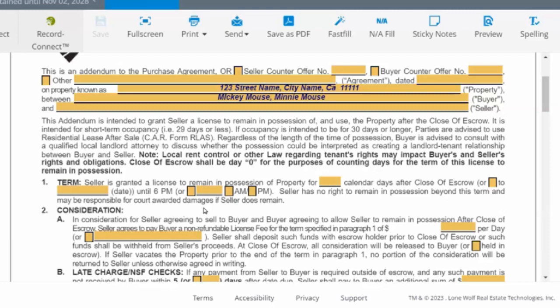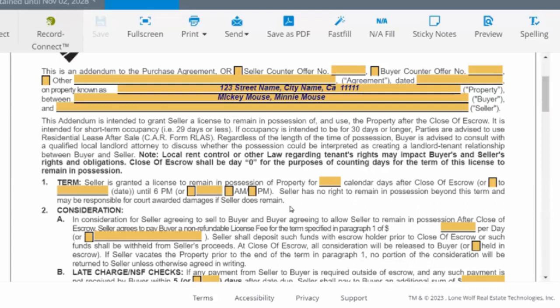my buyer or even the seller knows that they have that entire day and you'll just get it the next day, right? And that way, if they're a little bit late getting out, they're getting out at 2 a.m. and our client probably doesn't care about 2 a.m. But if it's at 6 o'clock in the evening, they might actually care, right? But it can be either way. And then it does say seller has no right to remain in possession beyond this term and may be responsible for court awarded damages if seller does remain.